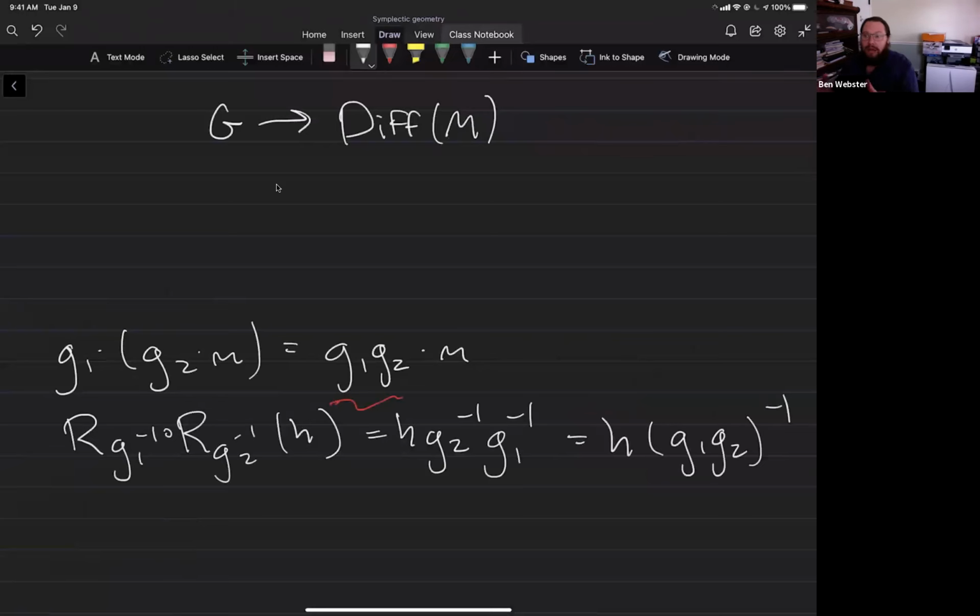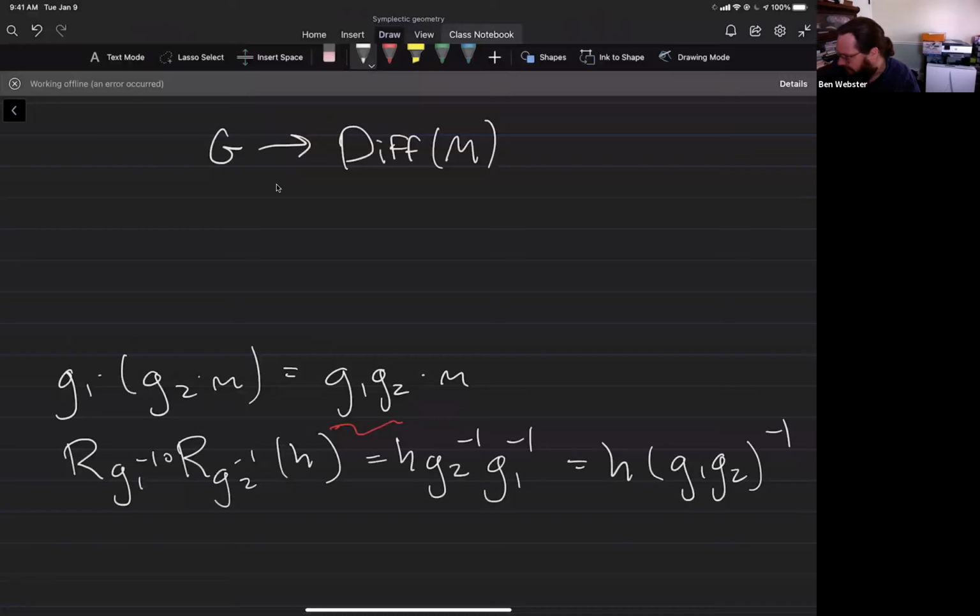And so there will be various other places where I have to throw in an inverse. And it's always because it's something that was actually a bit more naturally a right action. And I have to throw in that inverse to fix it and make it a left action.